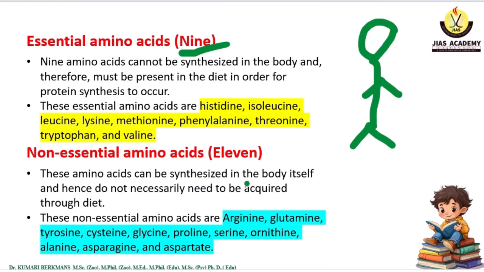And non-essential amino acids are 11 in number. Our body produces them automatically. Those are arginine, glutamine, tyrosine, cysteine, glycine, proline, serine, ornithine, alanine, asparagine, and aspartate.